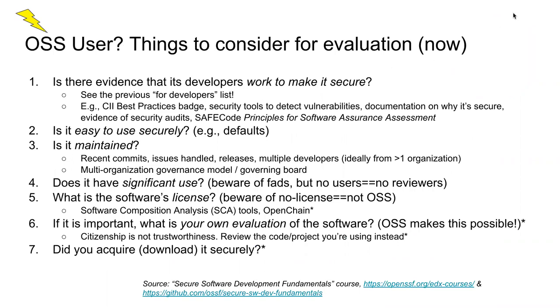Now, if you are a user of open source software, including, by the way, a developer of software that's using other open source software as a dependency, and by the way, that includes most software developers, so what do you do? Well, number one, is there evidence that its developers work to make it secure? And oh, by the way, all those things I just told you before about how developers should develop secure software, now your job is to look to see if they're doing that.